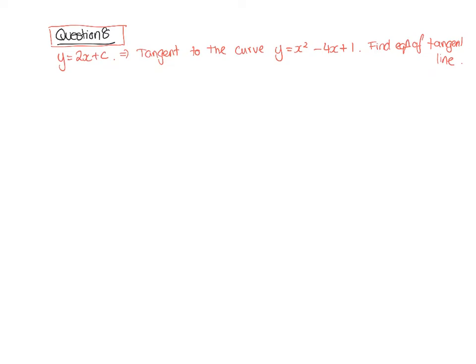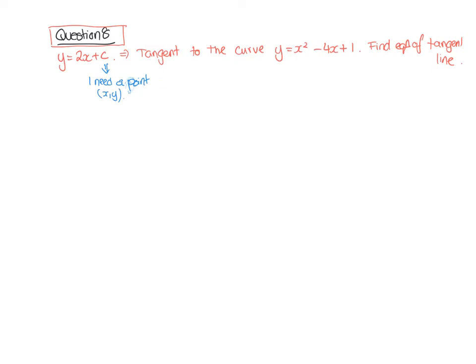I already know the gradient, so I'm missing the c value, aren't I? Yeah? So I need this. Now to get that, I need a point. Yeah? All right, so I need a point, so an x and a y, like that.